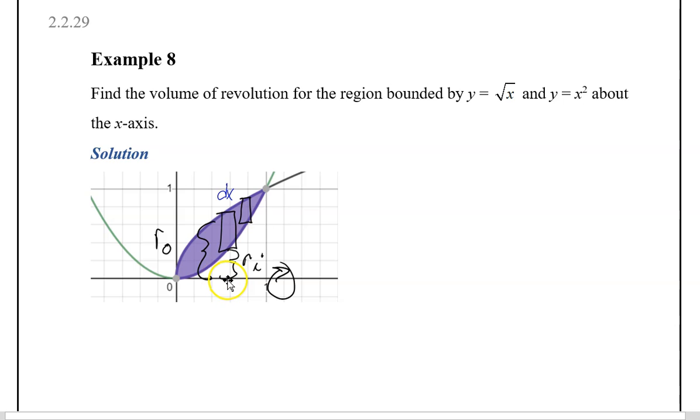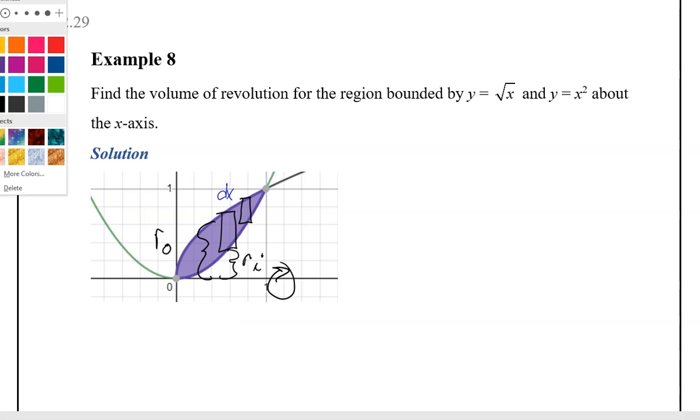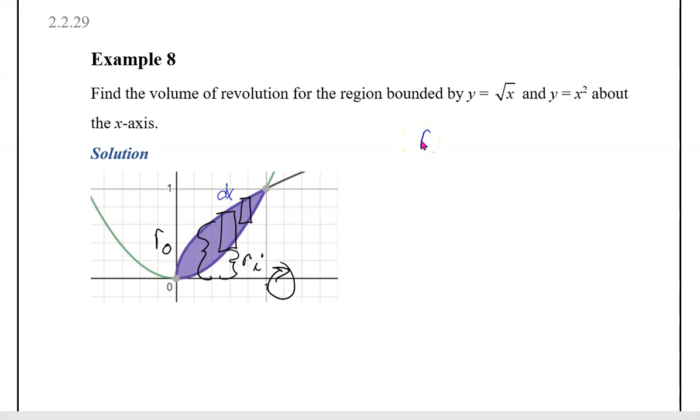Now our inner radius is given by the distance from the axis of revolution or rotation, the x-axis, up to the closest end of each thin rectangle or strip. This is given by the y value on the green curve, which is y equals x squared. That means that our inner radius will be given by r inner equals x squared.